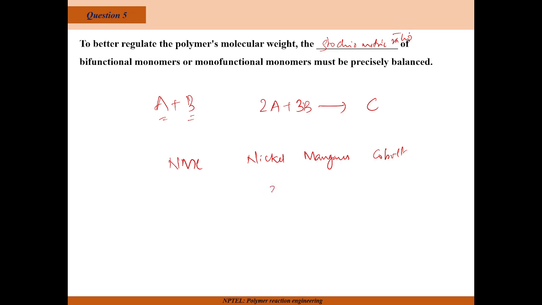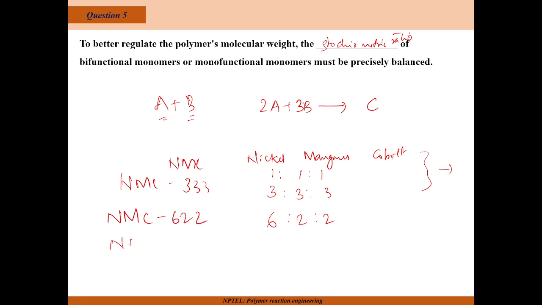So there is a ratio which is 3 is to 3 is to 3, or in general we can call it 1 is to 1 is to 1 also. So this would give you a certain type of characteristics. Or else we can increase the ratio. There are other types of ratio, which is 6 is to 2 is to 2. So NMC, we generally call it NMC either 333 or 111, both are same. Or then we call it NMC 622, or there is NMC 811. So all these contribute to different kinds.